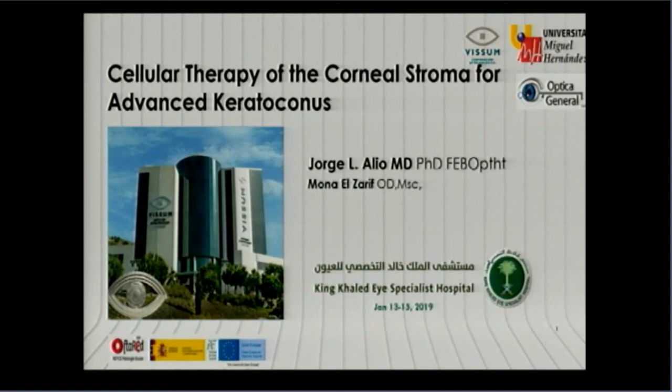So we're not going to talk about rabbit experiments. We're not going to talk about experimental animal models. We're going to talk about a phase 3 clinical trial with real results after 1 year of corneal regeneration.